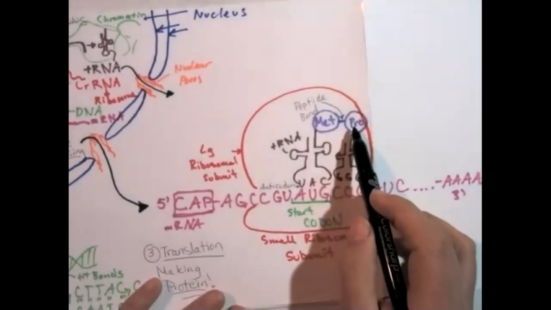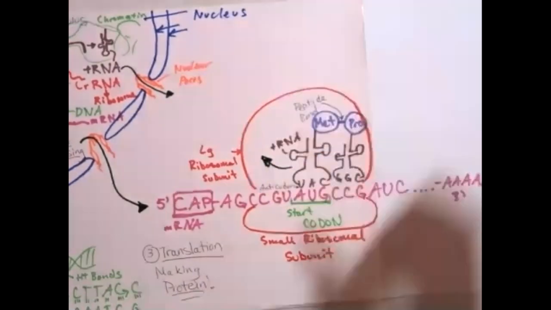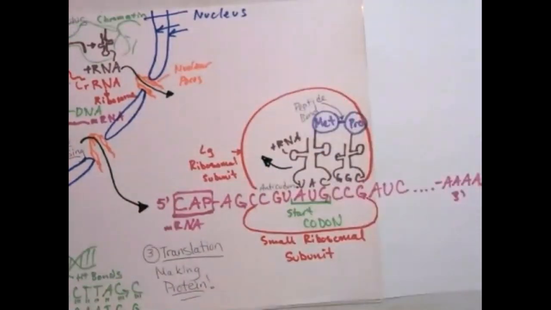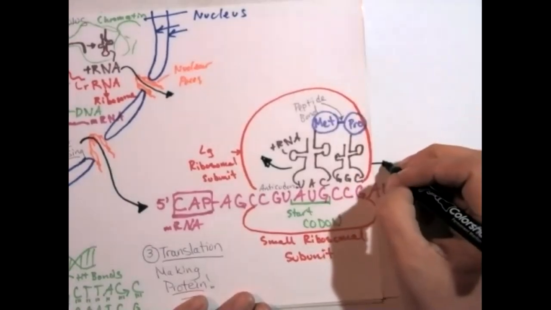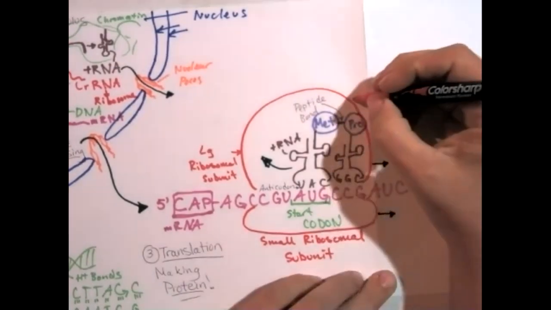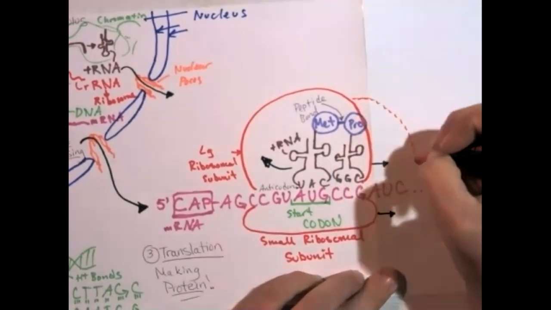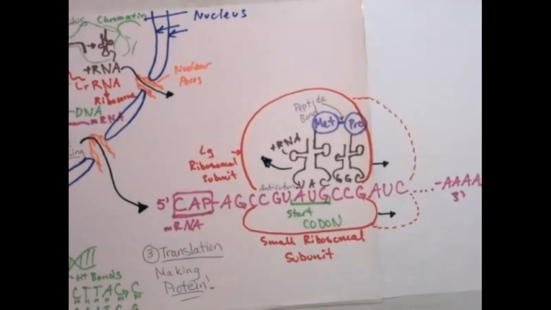Once this reaction has been catalyzed, this tRNA gets lost, right? So it's going to go back out into the cytoplasm and get another methionine so that it can help out for the next protein. Okay, the entire ribosome, small and large subunits, are going to slide down the mRNA strand.